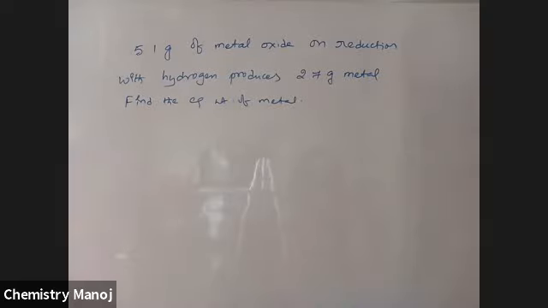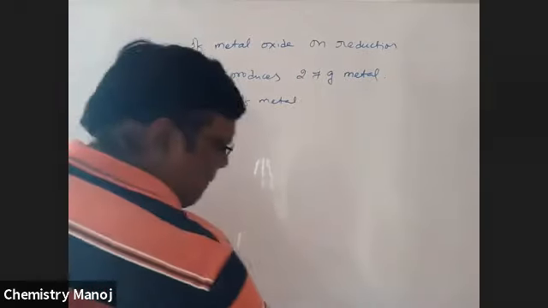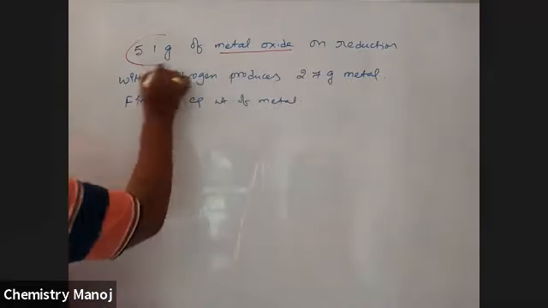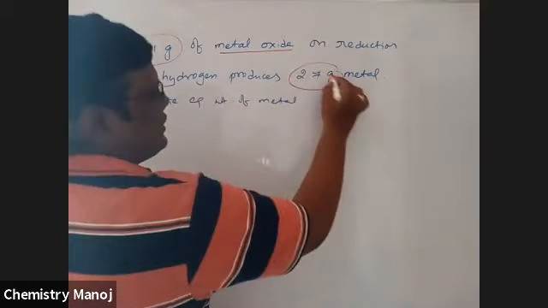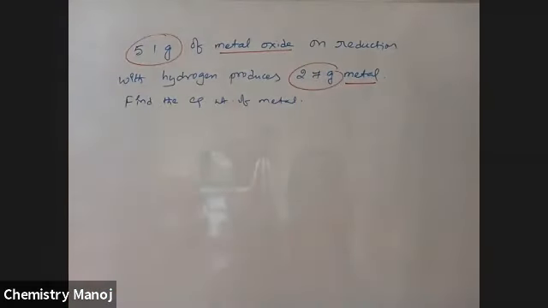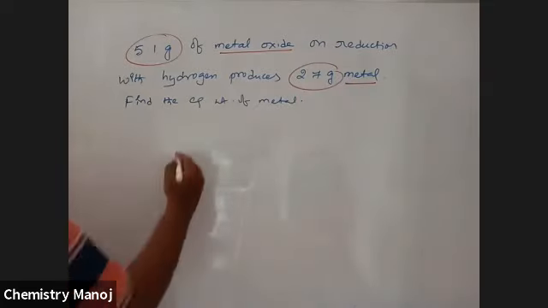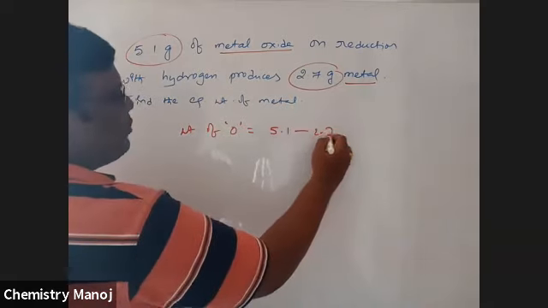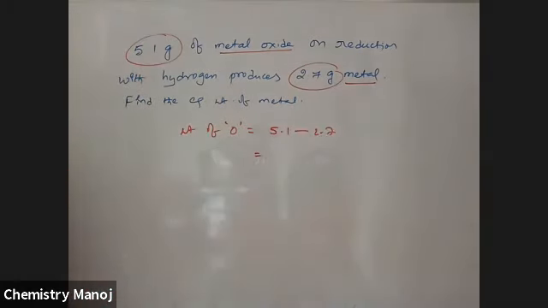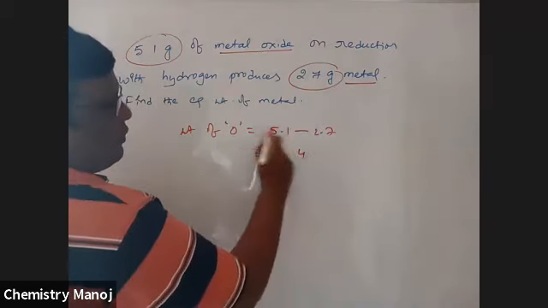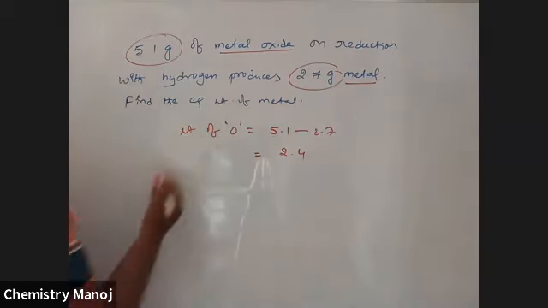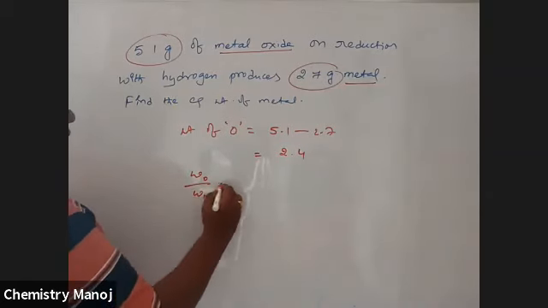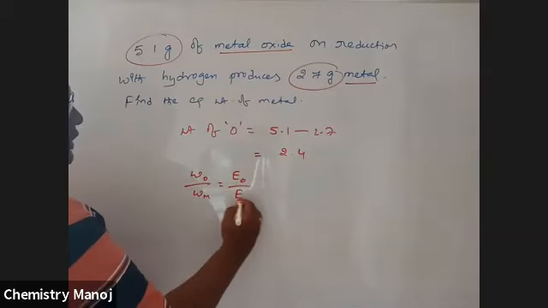As usual, similar to the previous problem. Metal oxide weight is 5.1. Among that, 2.7 is metal. How much is the oxygen? The weight of oxygen is equal to 5.1 minus 2.7, that is 2.4. Now the formula is weight of oxygen by weight of metal is equal to equivalent weight of oxygen by equivalent weight of metal.